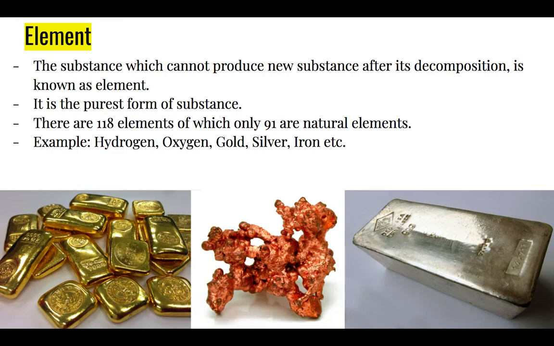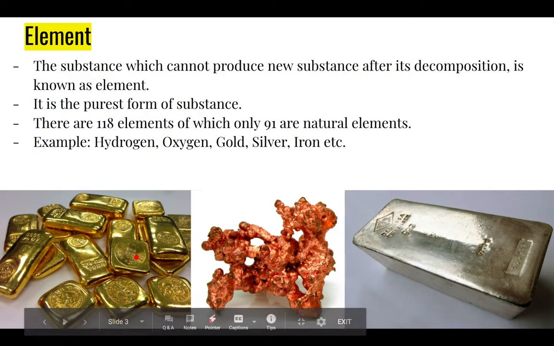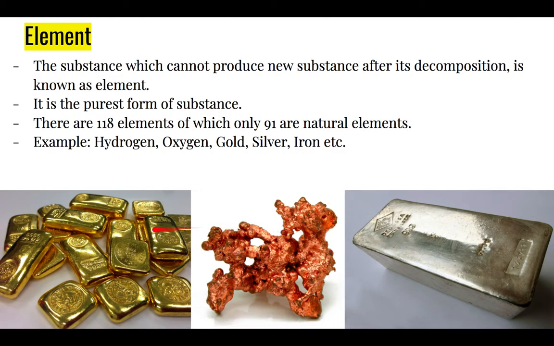There are substances which, if we go on breaking them, at the last point you can still find the same substance. It means after breaking it multiple times, at the last point too, you are finding the same substance. When you break these substances, you cannot find a new substance. So such a substance is known as an element. The definition of element is: the substance which cannot produce a new substance after its decomposition is known as an element. And since we cannot get a new substance after its decomposition, we can consider it as the purest form of substance.